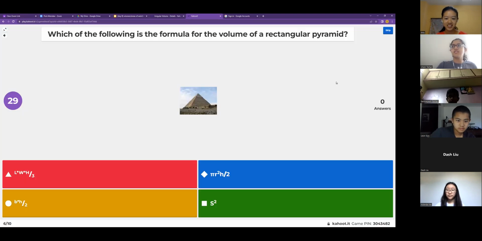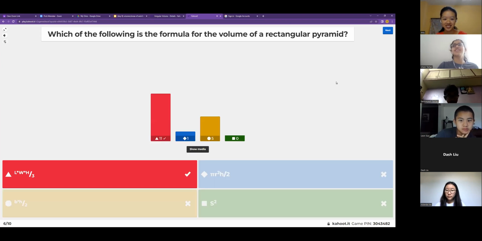Rectangular pyramid. Like the pyramids of Giza. Remember, for a pyramid or anything with a little pointy end that reminds you of a triangle, you do the base times the height divided by 3. He just told them the answer. Well, I got it wrong just for fun. Guys, it's pi r squared height divided by 2. Nah, bro, it's S squared. Yes, s squared. Very correct.